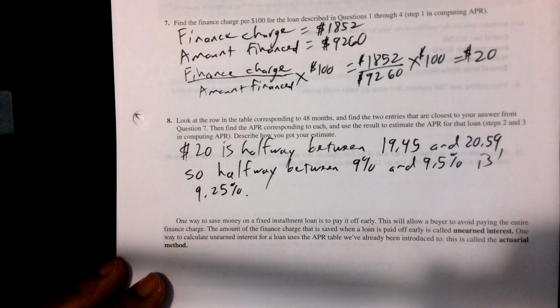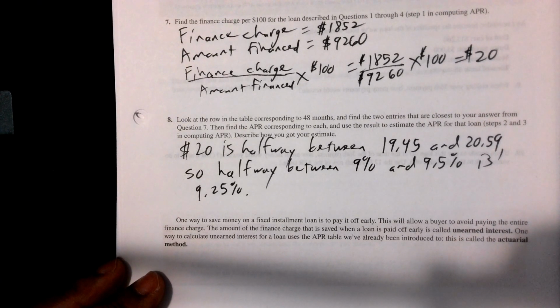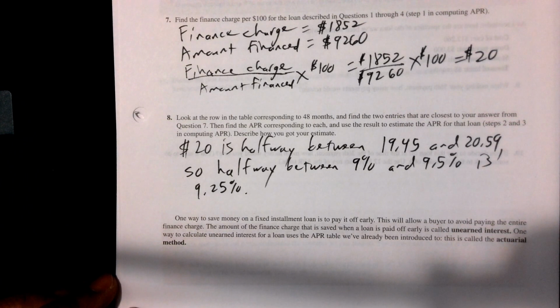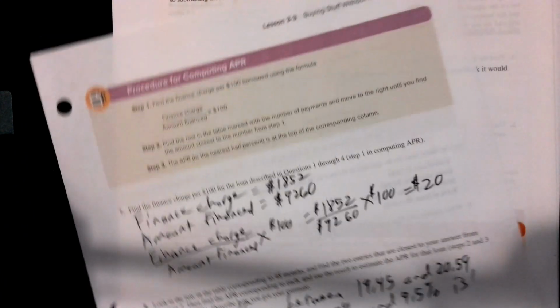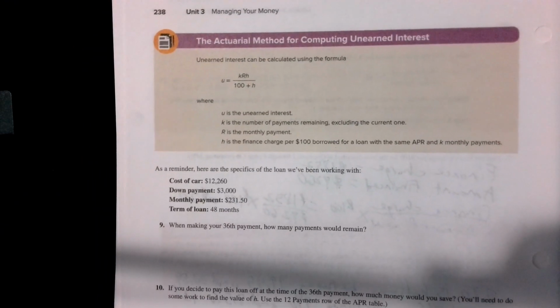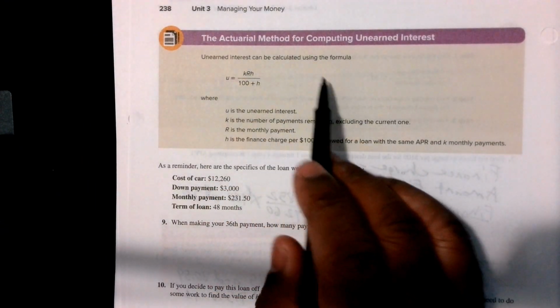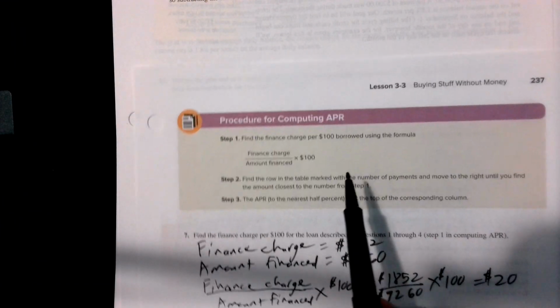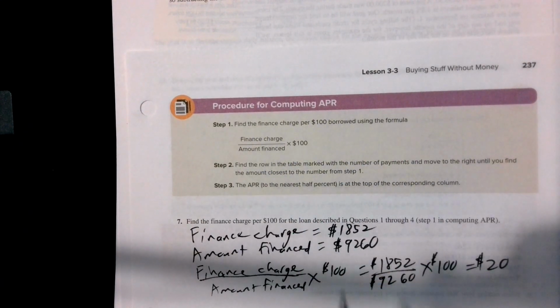Now, one way to save money on a fixed installment loan is to pay it off early. This would allow the buyer to avoid paying the entire finance charge. The amount of the finance charge that is saved when a loan is paid off early is called unearned interest. One way to calculate unearned interest for a loan uses the APR table we've already been introduced to. This is called the actuarial method. Now we have the actuarial method. You need to copy this formula down here for your notes for your next exam. And also, I'm not sure if I told you this, but you need to copy this formula down as well for your next exam.